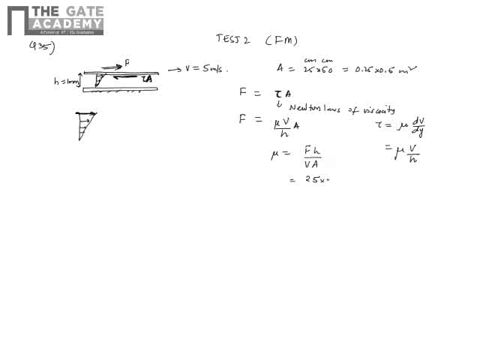Force is 25 Newton, H is 1 mm, so I just write 0.001 meter. Velocity is 5 meters per second, area is 0.25 into 0.5. So this value comes out close to 0.04 Newton second per meter square, because force over meter cube in the denominator and meter at the top, so it becomes meter square. So this is the answer. So the option is B.